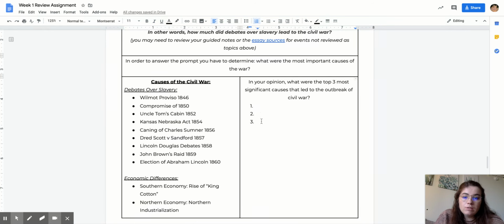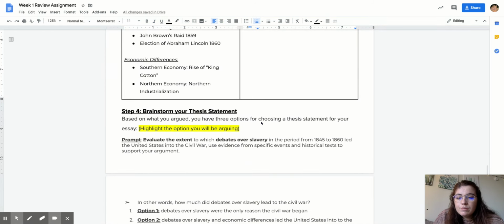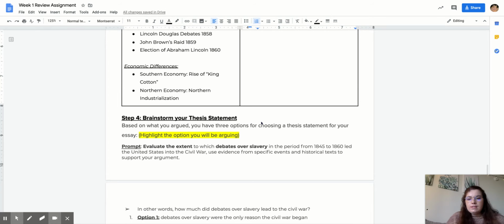And then you'll write those in. Next, what you're going to do is brainstorm your thesis statement. Some of you were not here on Friday, or a good portion of you, and so you missed this thesis statement lesson. The thesis statement is completely the most important part of the essay. It is the backbone of your essay. It's going to be really hard to write a really good, solid essay without a good thesis statement.